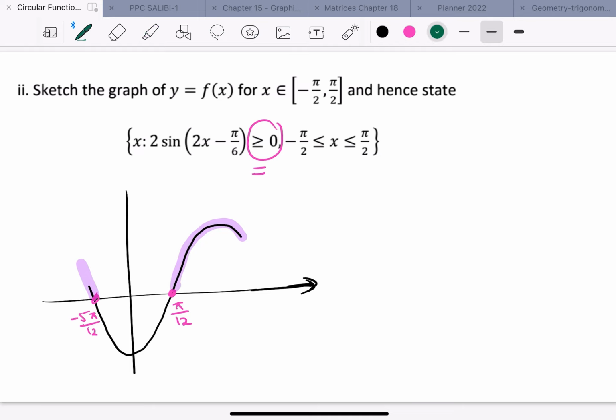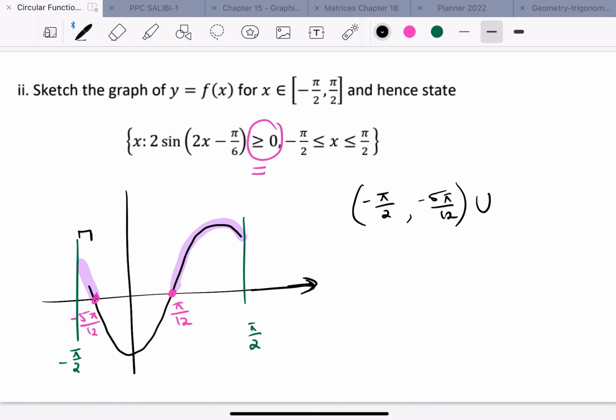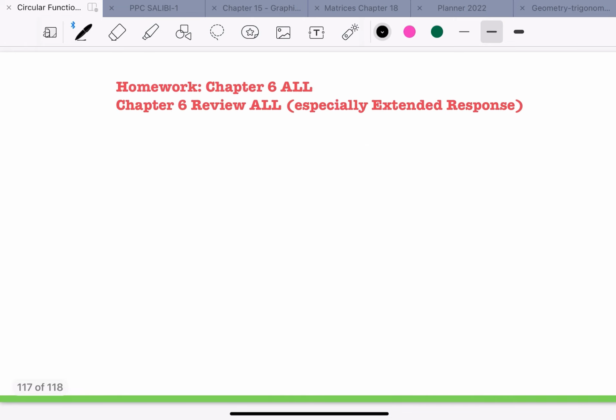But remembering that the graph ends at negative pi on 2 and at pi on 2. So when is it greater than 0? Well, it's going to be between these two x values. So when x is between negative pi on 2 and negative 5 pi on 12, or rather, between these two values, so that's pi on 12 to pi on 2. And it doesn't matter whether you write it in set or interval notation. This question I wrote in interval, the previous one I wrote in set, so it doesn't matter unless they specifically ask.